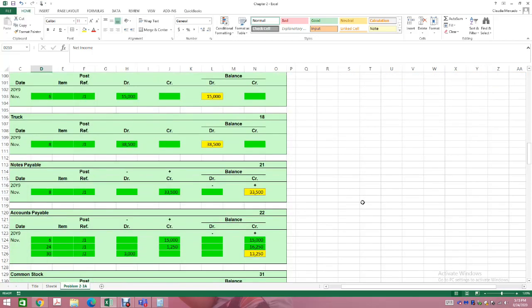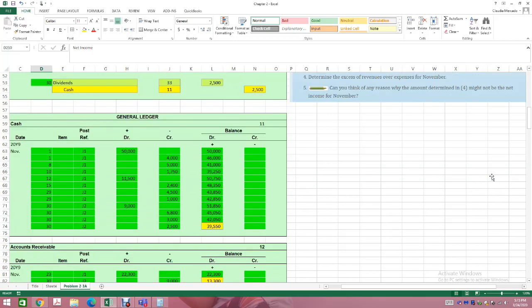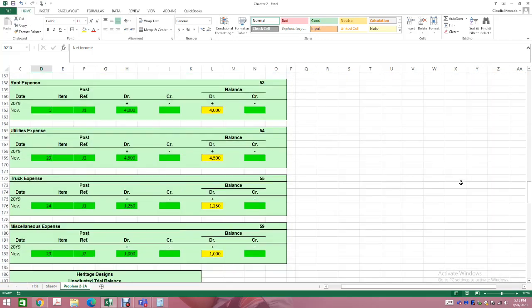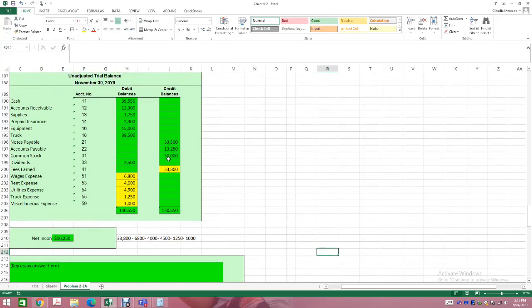Okay. And then last but not least, what are they asking? Can you think of any reason why the amount determined in number 4 might not be net income for November? Okay, so they're telling you what could have caused this number to differ. Okay, so we look at the information here on the trial balance because this is a summary. So we like to use summaries to analyze. So we need to look at our summary and we can say, well, what could have changed that would have an impact on my net income for the month?